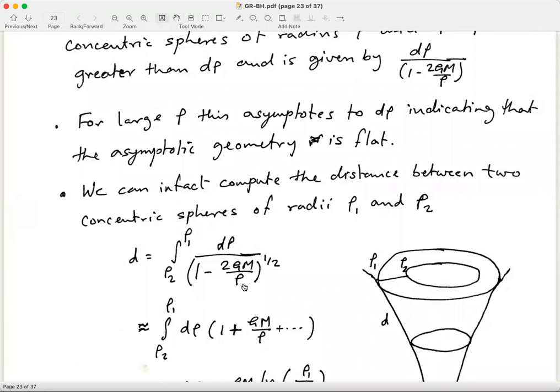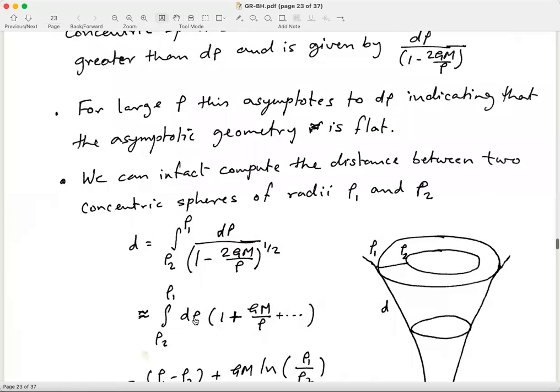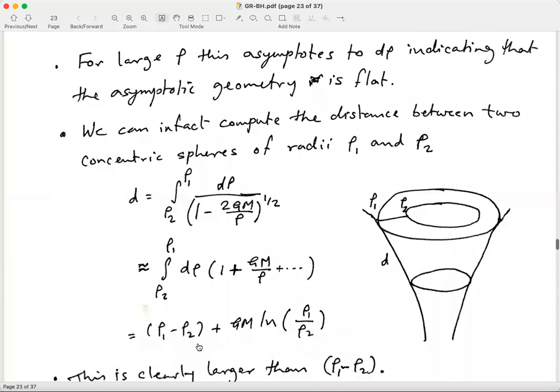Okay. So let's take rho to be sufficiently large so that we can expand this quantity, and just try to get a picture of what it is doing. Okay. So by sufficiently large, I don't mean that you have to take a very large quantity. As long as this quantity is larger than 2gm, that means you are outside the horizon. That's good enough. Okay. So if you do that, then you expand this denominator and write that as 1 plus gm upon rho plus other terms. Now you can integrate. d rho just gives you rho 1 minus rho 2, and d rho gm upon rho would give you gm times log of rho 1 by rho 2. Clearly, this quantity is larger than rho 1 minus rho 2 because this is positive. Okay, this is positive because we have taken rho 1 larger than rho 2.